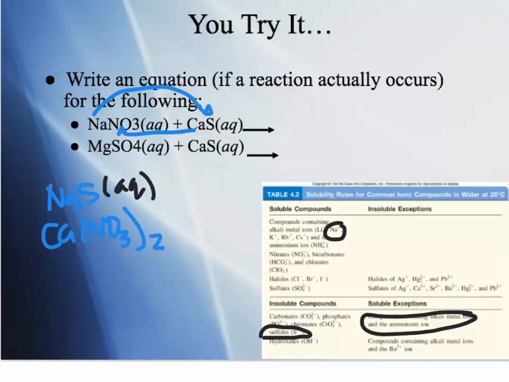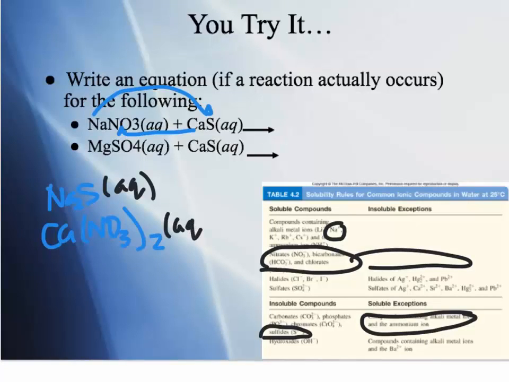Let's take a look at calcium nitrate. Nitrates are here, and they are always soluble. They don't have any exceptions. So this one, again, is going to be (aq). That's not any fun either, because if they're both (aq), then no reaction takes place because they're just going to be floating around as ions, and we can't see those. So we have to write NR, or no reaction.